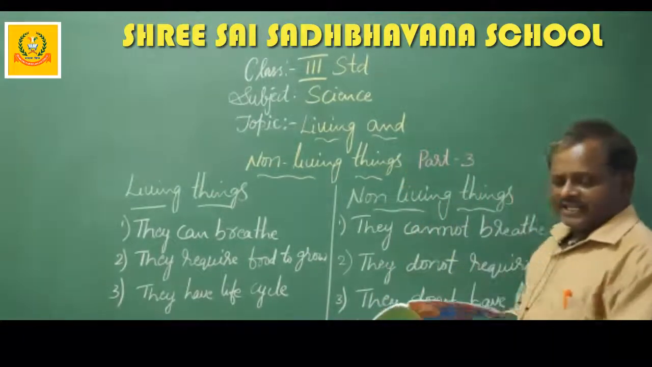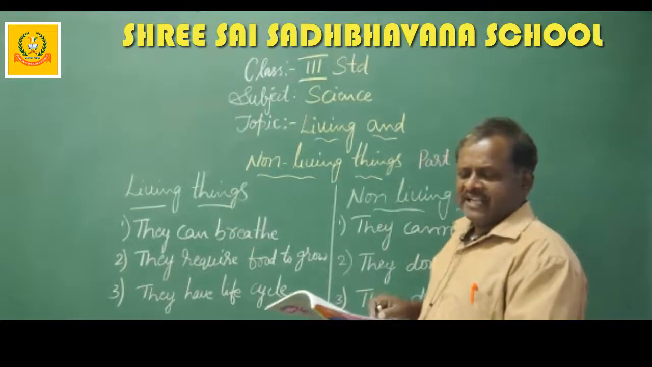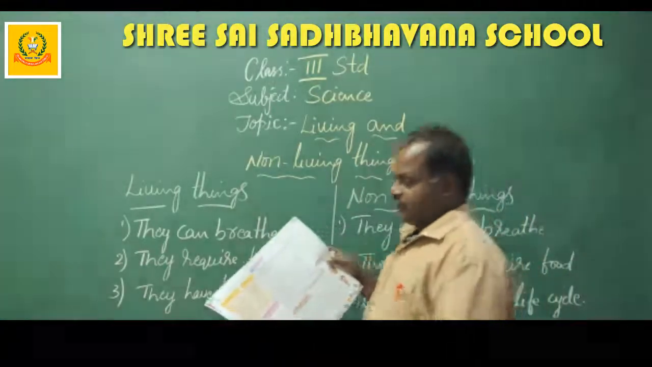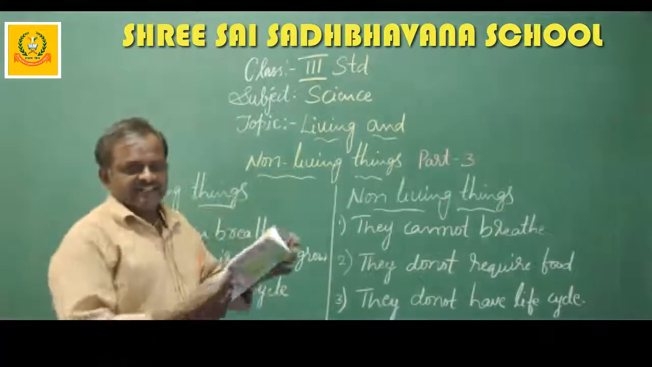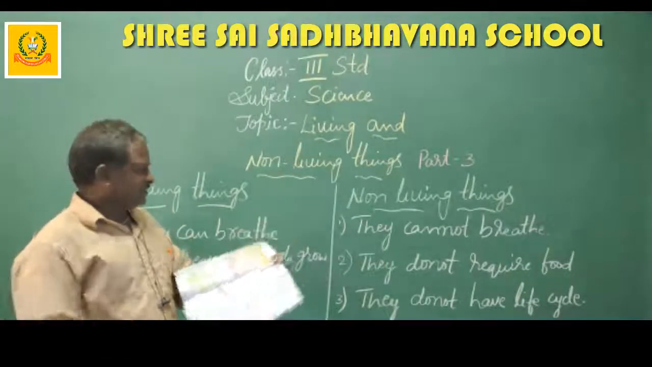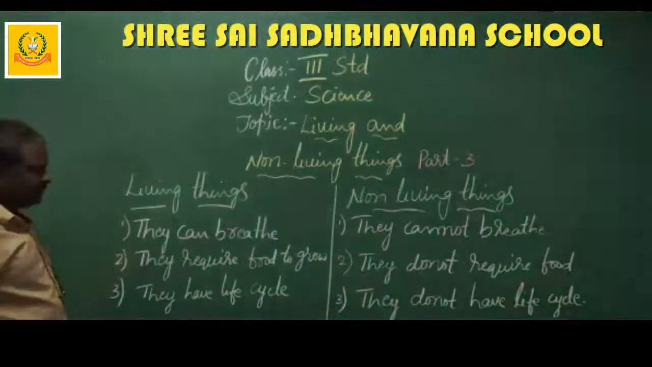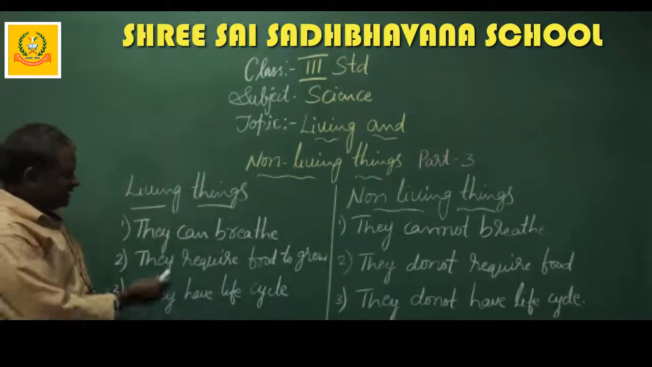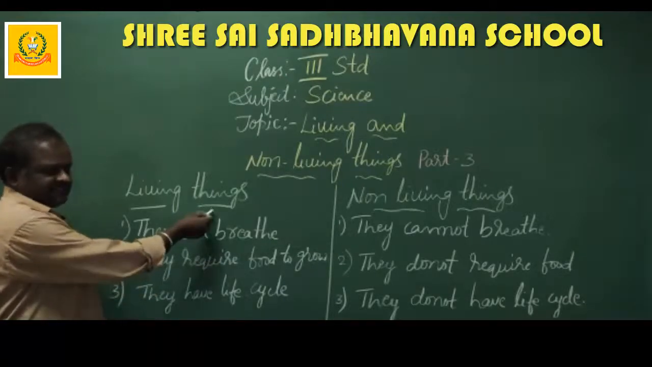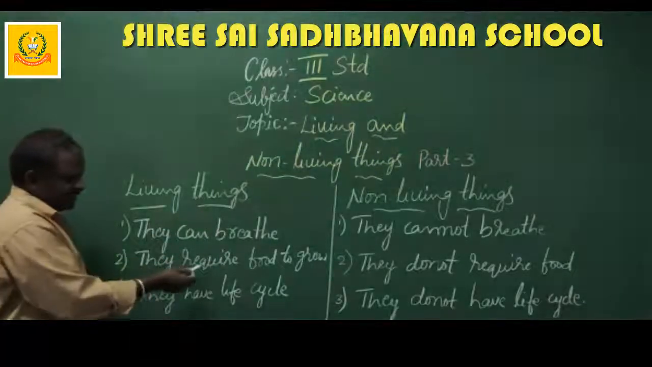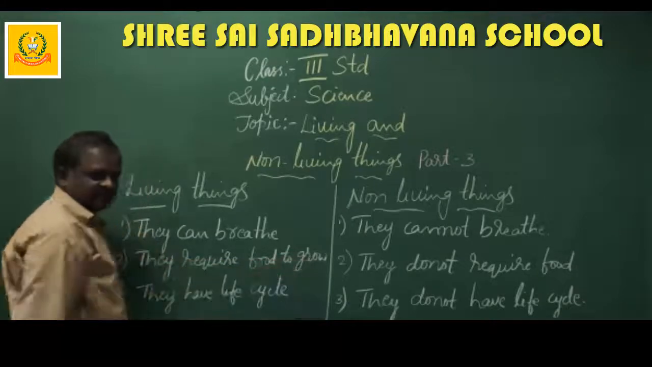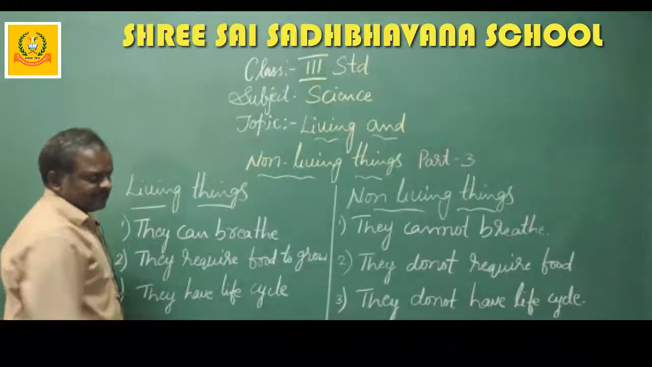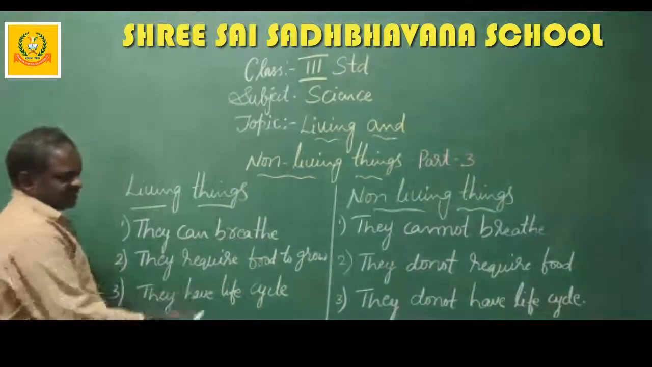Now we will list out the differences between living things and non-living things. On page number 10, it is there. I have written on the board living things and non-living things. First, they can breathe. Living things breathe. They require food to grow. They have a life cycle.